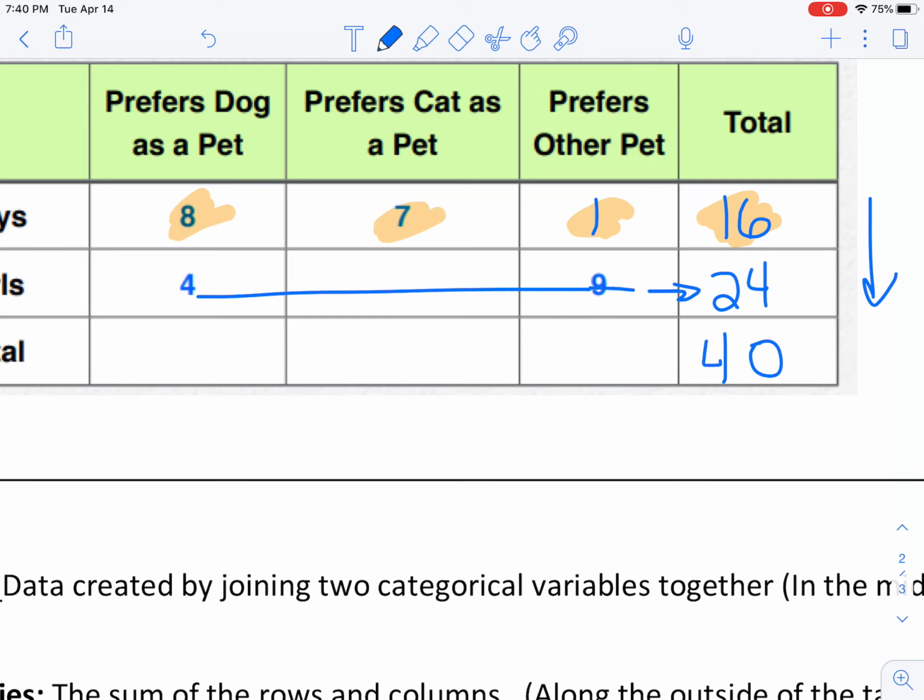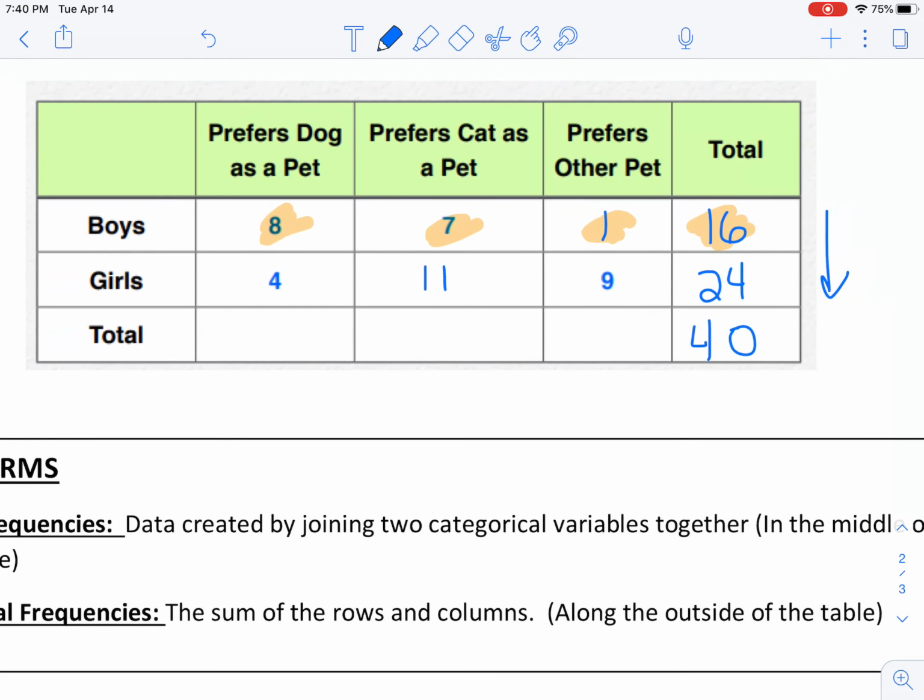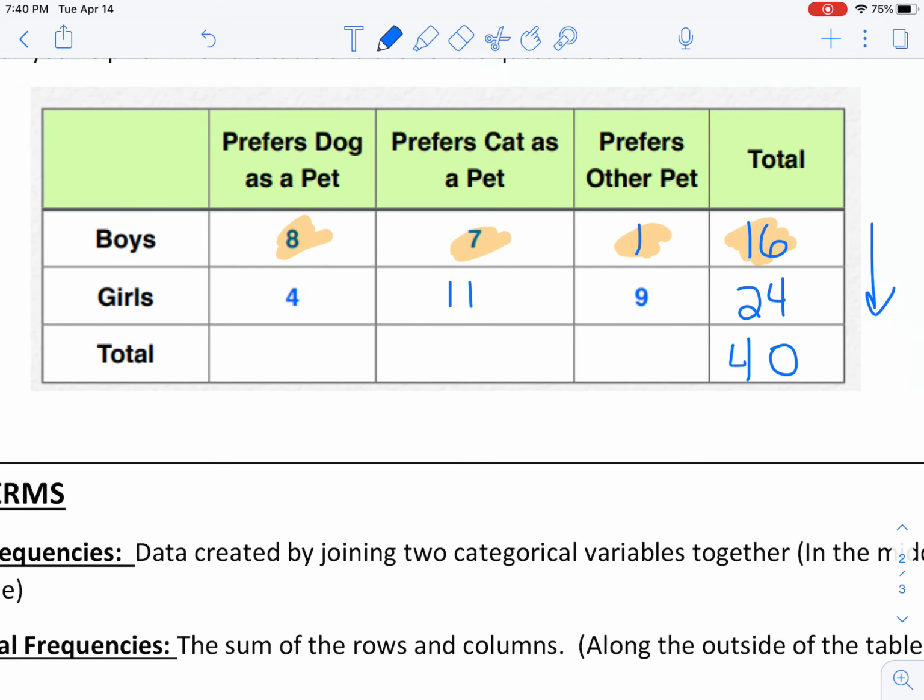Okay, so this is supposed to be 24 going across, right? So if that's supposed to be 24, 4 plus 9 is 13. What am I missing? 11. 11 plus 9 is 20, plus 4 is 24.